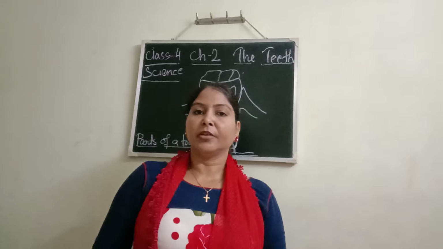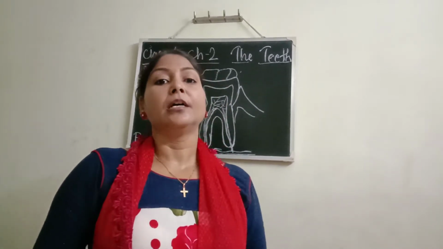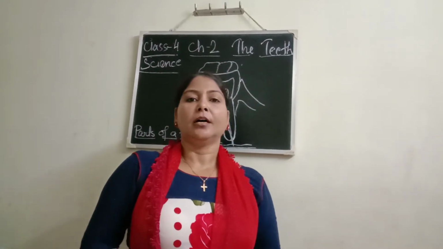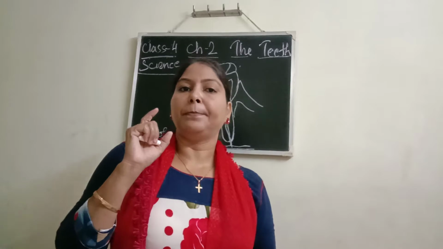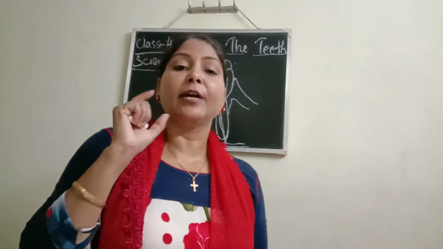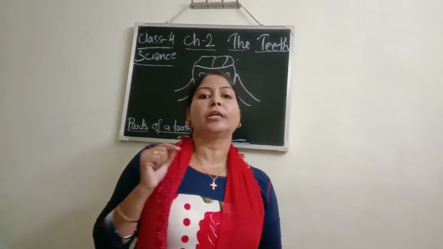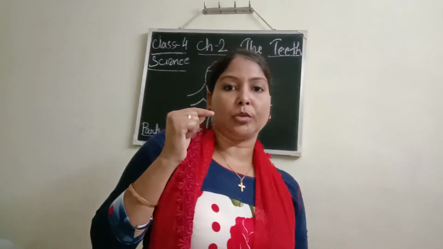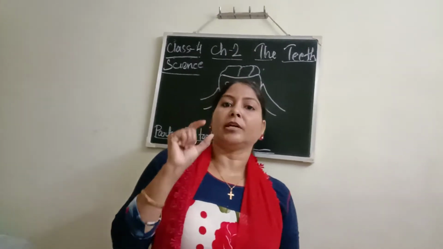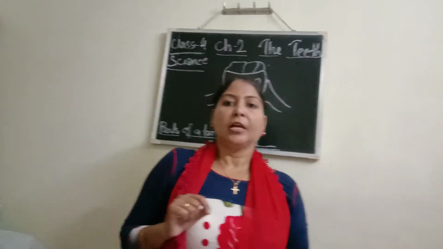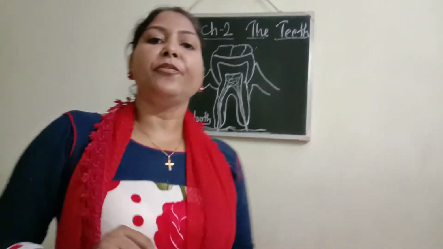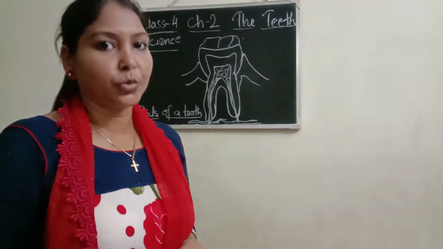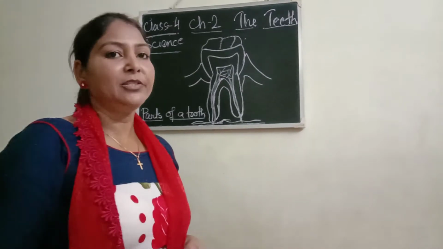Now we will move forward. We have learned about the kinds of teeth, but basically all the teeth have a similar and common structure. If you have noticed your teeth, you must have noticed that every tooth has a similar structure. Now what is that structure? Now we will see on the board, and if you have your book, you can take out your book and you can also see the different parts of tooth. Okay, so we are going to learn about parts of tooth.